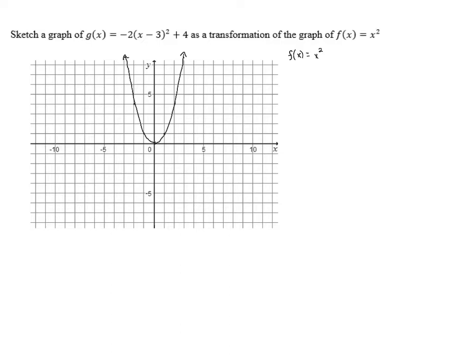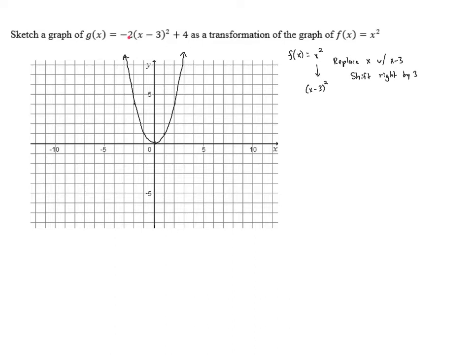We start off with f of x equals x squared. We can change this into x minus 3 squared by replacing x with x minus 3. And this ends up being a shift to the right by 3 units. Good. Now we've got the inside of the function worked out. We have to deal with the outside. What's happening to x minus 3 squared to change it into this whole thing?